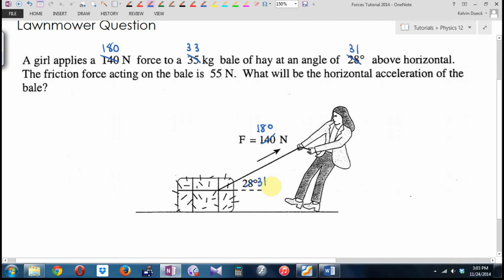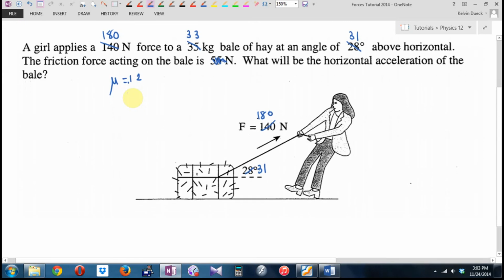And the friction force acting on the... You know what? Instead of me giving you the friction force, I'm going to say that mu equals... Do some quick back of the envelope math. Friction is what times what, mu times the normal force, so it's going to be 35 times 9.8 minus... Okay, yeah, that'll work. Mu equals 0.12. Okay. What will be the horizontal acceleration of the bale?